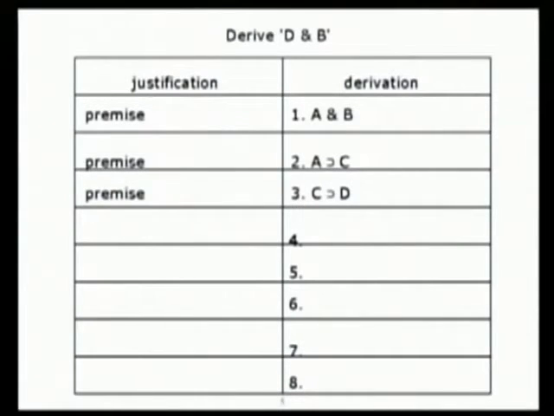Okay, Greg, what do I do on the first line? Or line 4, I mean. I did ampersand elimination on line 1. So 1, ampersand elimination, and you got the A? Yes. Okay, and then I did horseshoe elimination on 2 using line 4 to get C.